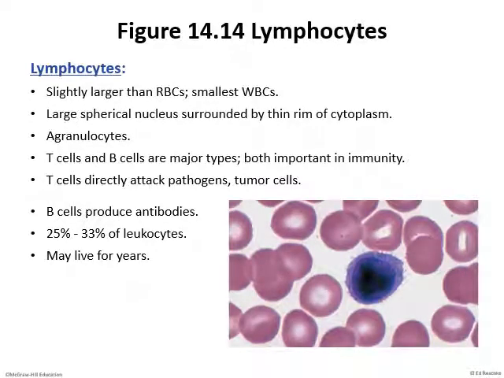And then the last type of white blood cell are lymphocytes. These are agranulocytes again, and they're very important when it comes to your immune system. T cells are going to directly attack pathogens and tumor cells, whereas B cells are going to produce antibodies that go out and find the pathogen and help destroy it. These live for many years, which is why you can be exposed to a condition and the next time you're exposed, you won't become ill.